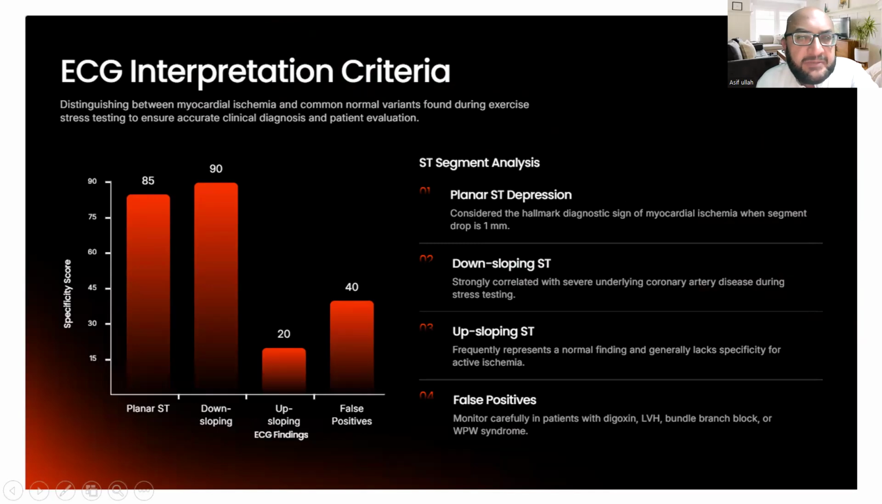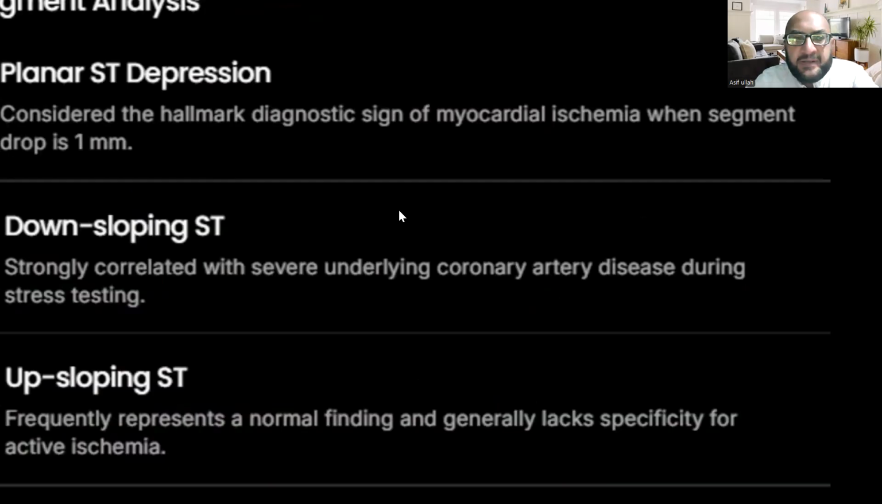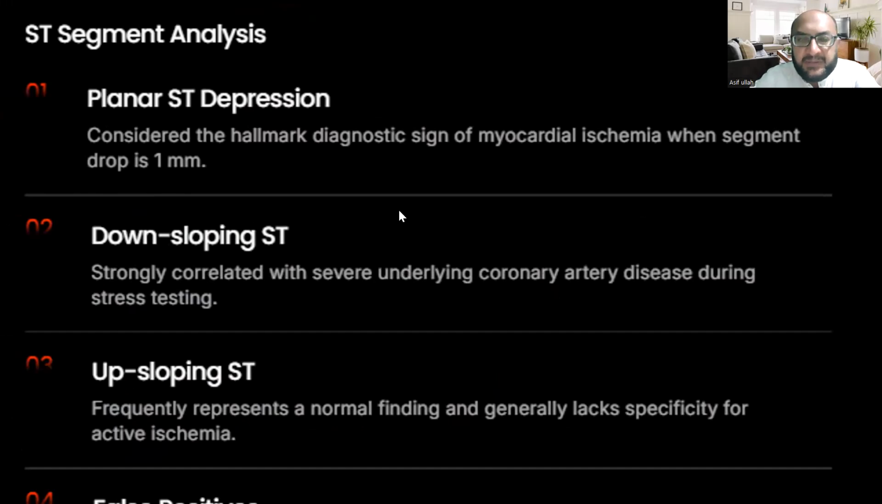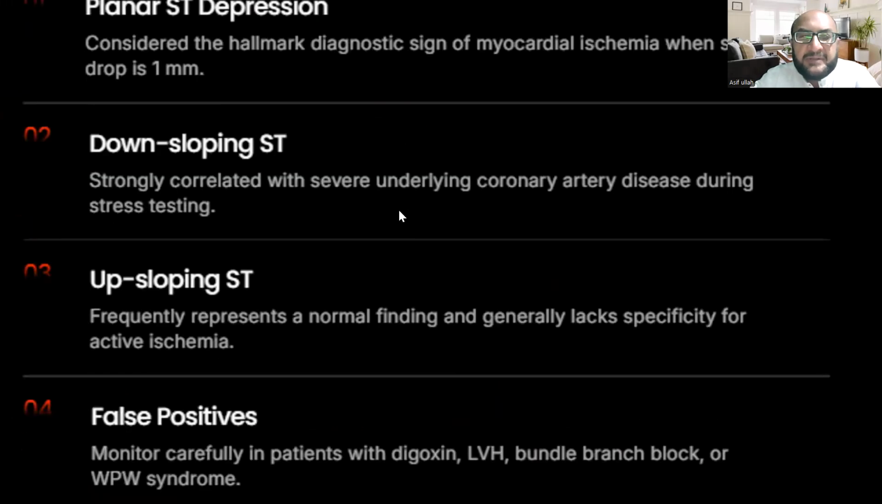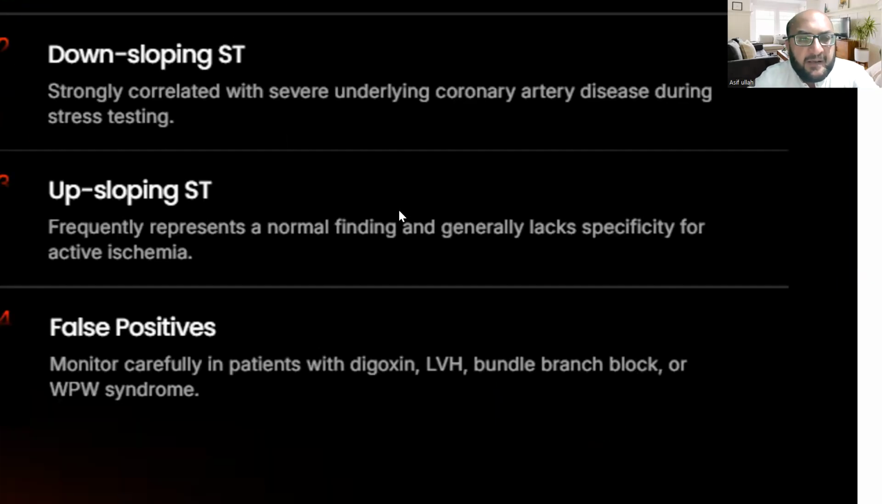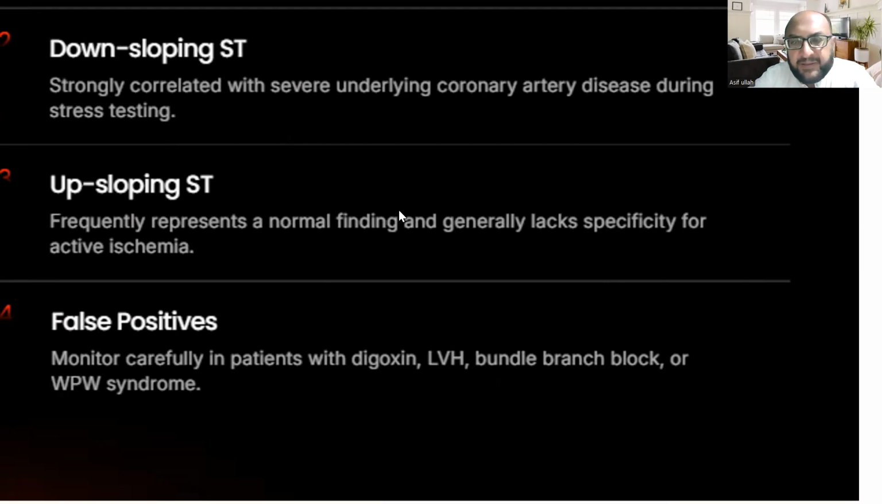How would you distinguish between myocardial ischemia and a common normal variant found during exercise stress testing to ensure accurate diagnosis and patient evaluation? So planar ST depression is a hallmark of myocardial ischemia when the drop is planar and more than 1 mm. Downsloping is strongly correlated with severe underlying coronary artery disease during stress testing. Upsloping is a normal finding and generally lacks specificity for active ischemia.